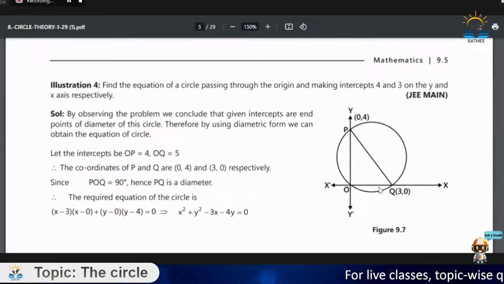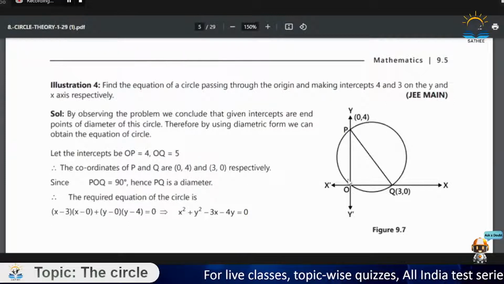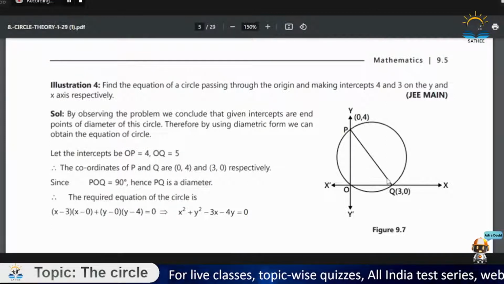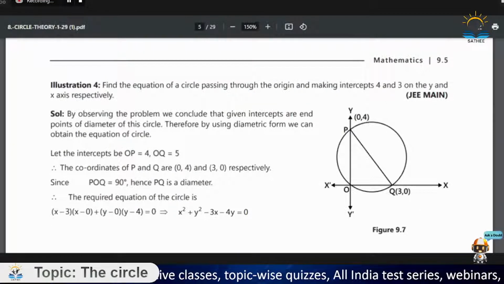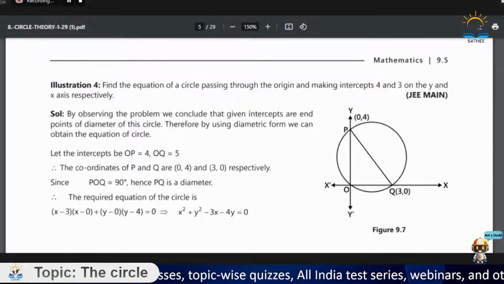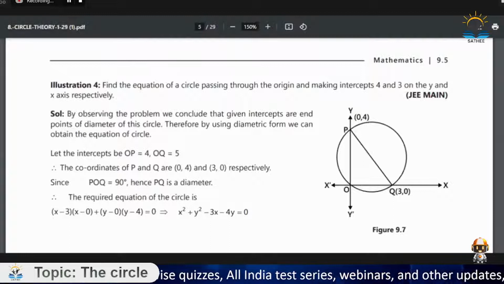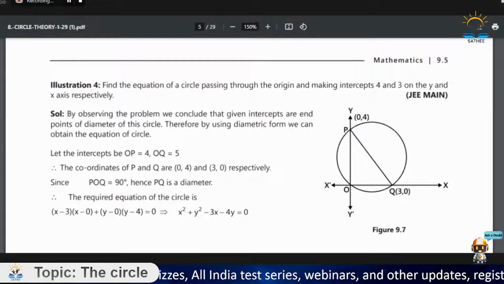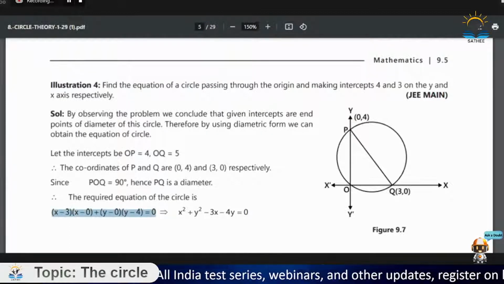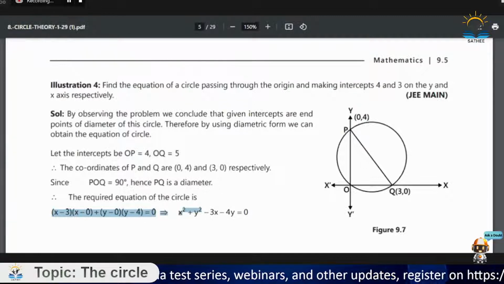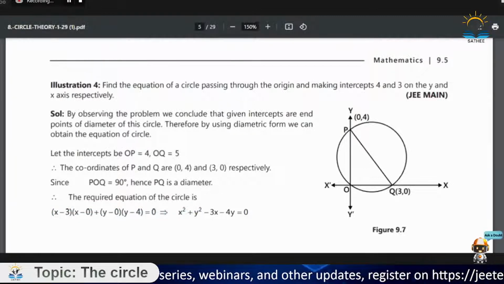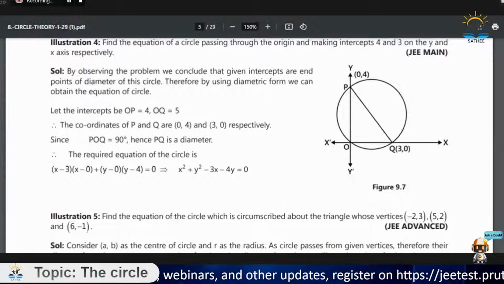and you see that the circle also passes through the origin, and since it is passing through the origin, these 2 points are diametrically opposite points. So by the diametrically opposite points equation of the circle, we will write the equation as (x minus 3)(x minus 0) plus (y minus 0)(y minus 4) is equal to 0. So we get the equation of the circle as this.